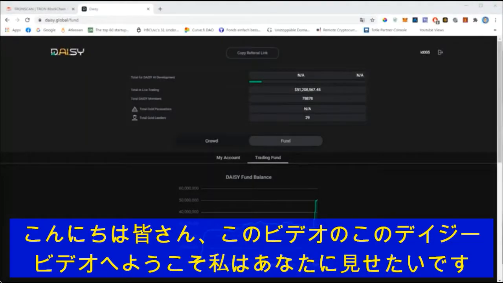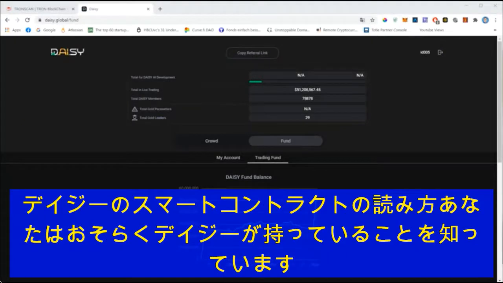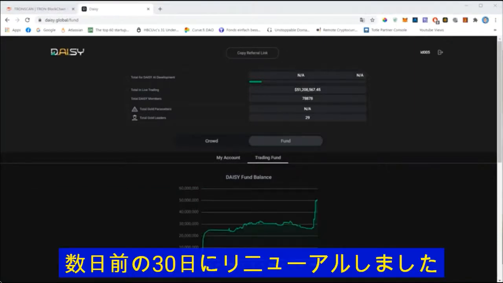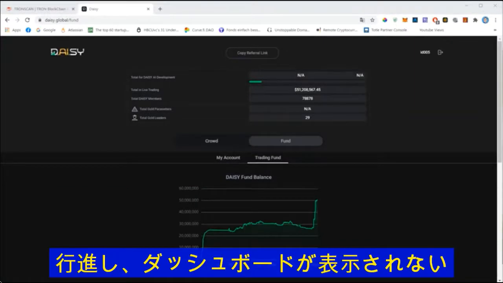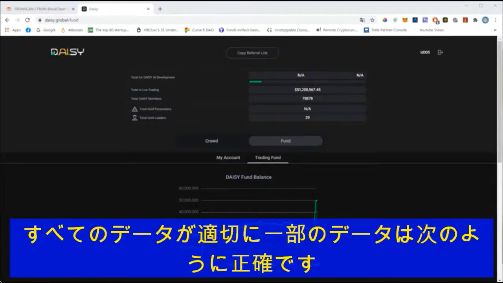In this video I would like to show you how to read the DAISY smart contracts. You probably know that DAISY has relaunched a couple of days ago on the 30th of March, and the dashboard is not showing all the data properly.